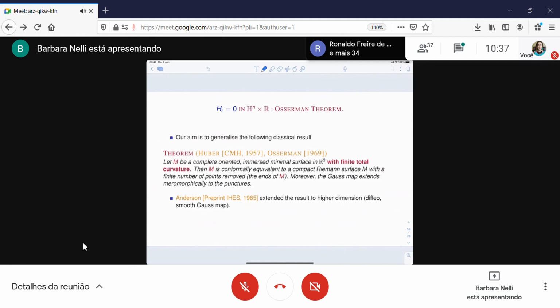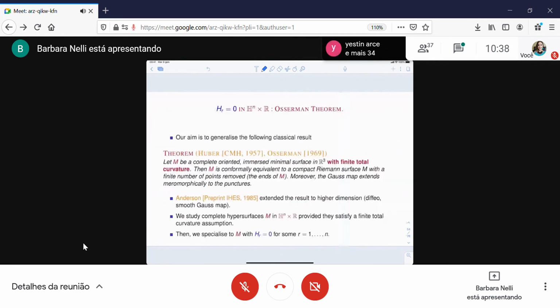There was an extension to higher dimension for minimal hypersurfaces by Anderson. Of course, the extension cannot be exactly the same, because instead of conformally equivalent, Anderson had diffeomorphic. Instead of meromorphically extending to the punctures, he has a smooth Gauss map.